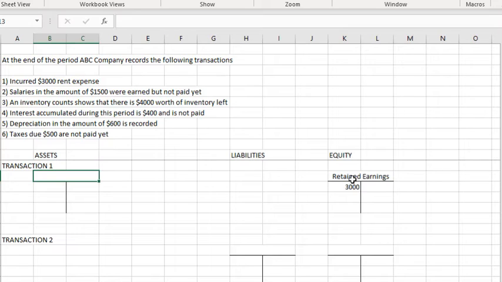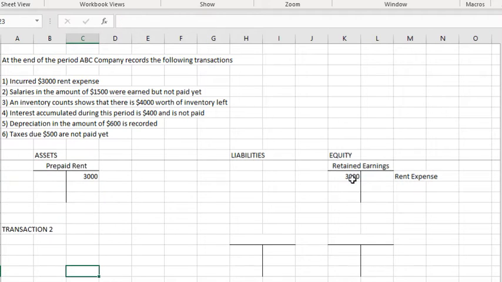So as you may remember, in the previous video we had prepaid rent. We prepaid rent previously. Now time passed by and we are going to record that decrease. So prepaid rent is going to decrease by 3,000 and this becomes the rent expense. So my rent expense is going to decrease my retained earnings, and at the same time my asset called prepaid rent is going to decrease by the same amount.